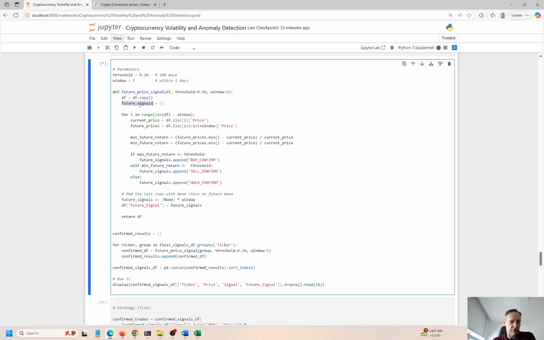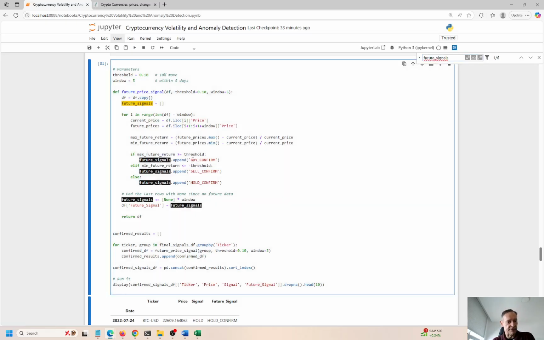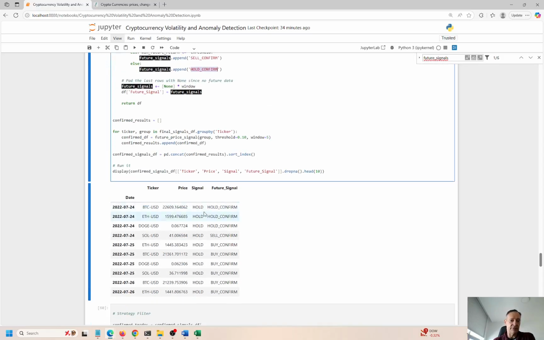Everything is going into this future signals. This is a list that I created. If the max future return is greater than the threshold, that's a buy. Else, if less than the threshold, that is a sell. So we're appending these trading recommendations into a list. Otherwise, hold and confirm. And we can see the output right here. So it says hold, hold, hold, sell, and then buy.